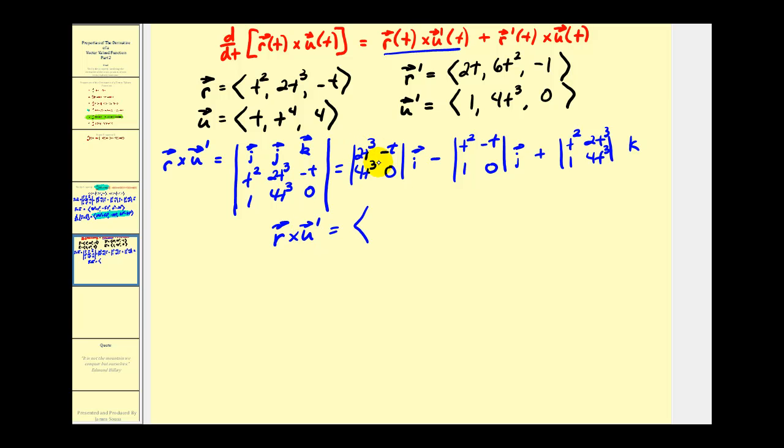So we'll have 0 minus negative 4t to the fourth, it'll be positive 4t to the fourth. Here we'll have 0 minus negative t. It'll become positive t, but we are subtracting it, so it'll be negative t. Then here we'll have 4t to the fifth minus 2t to the third. Now let's go ahead and find r prime crossed with u.